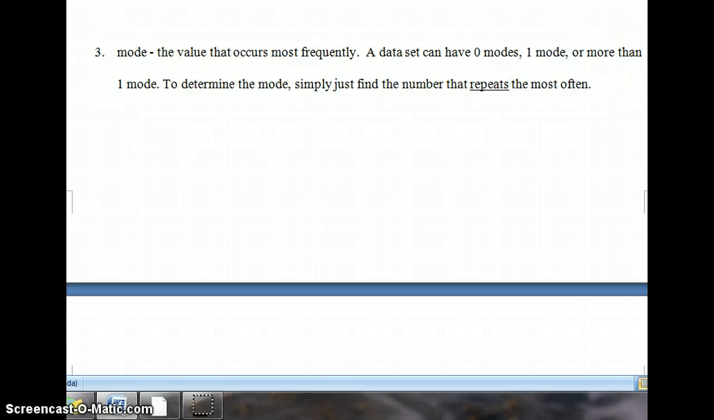Maybe I'll make a point here: when you have 0 modes, that's when you have numbers that never repeat in that data set. So that could be the numbers 1 through 9. Those numbers never repeat in that data set, so it would have 0 modes.